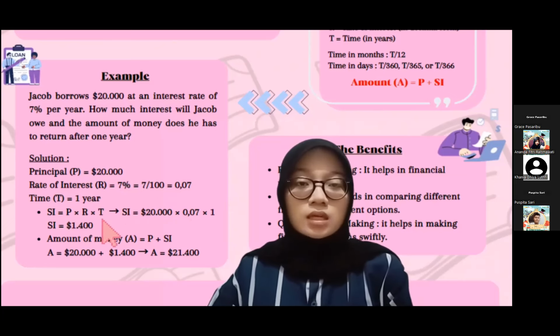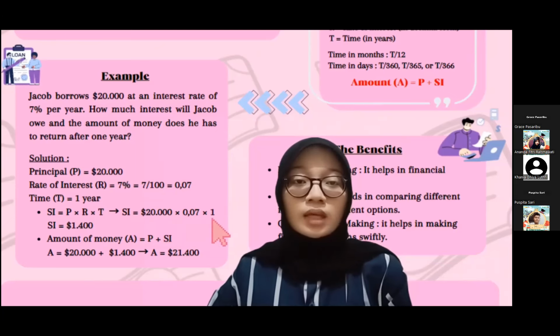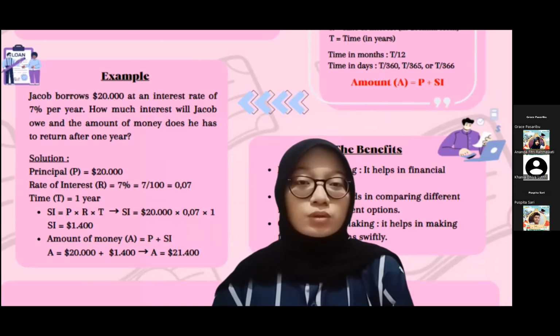The value of P is $20,000, the value of R is 0.07, and the value of T is 1. So the equation becomes SI is equal to $20,000 times 0.07 times 1. Then we can directly multiply all of the values. The product of $20,000 times 0.07 times 1 is $1,400. So we got the amount of the simple interest, which is $1,400. Next, we will find the amount of money that Jacob has to return, including interest.